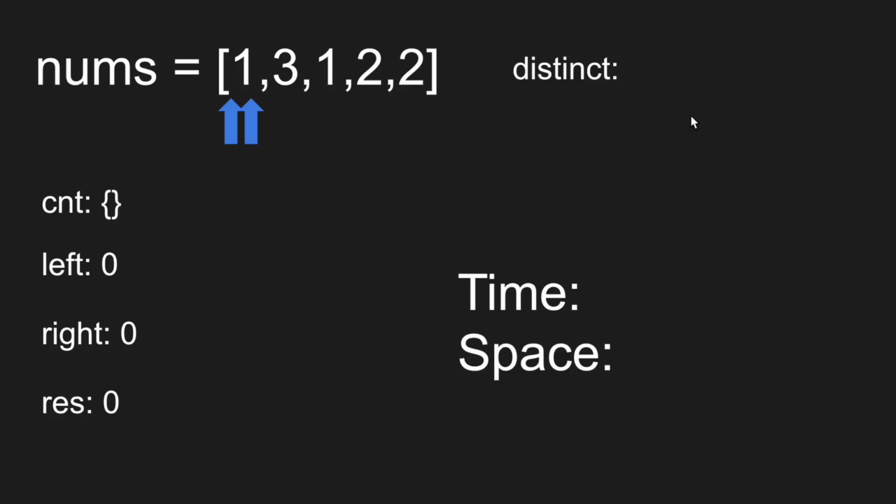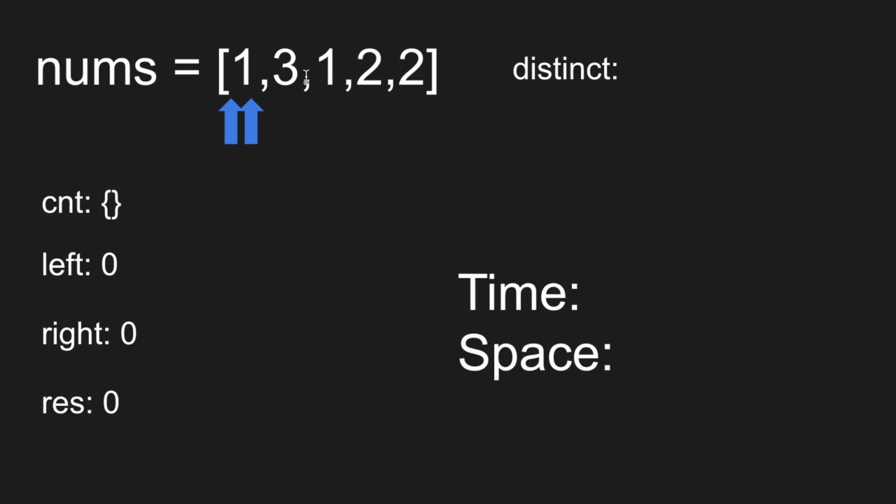So distinct will represent the number of distinct elements in the array, and CNT will be the count of each element that shows up within the window that we have. So left will represent the left pointer, and right will represent the right pointer. And we will include everything from the left pointer to the element before the right pointer. And then to update result, we will add the length of nums minus the right pointer plus 1 if we see a valid window. And we can check if a window is valid if the length of the hash map is equal to the number of distinct elements.